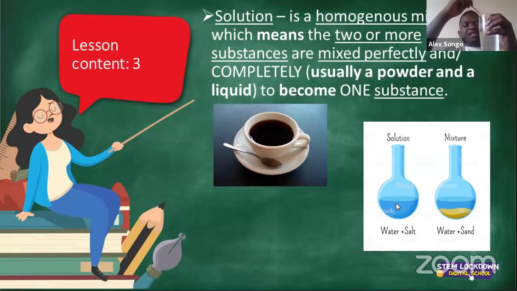So there are different types of mixtures. The first one is a mixture wherein things do not necessarily dissolve or create one thing. However, this one is a mixture that is a solution that is homogeneous, right? Homogeneous means that the two or more substances that are combined together, the water and the salt, become one substance. And that is the case.